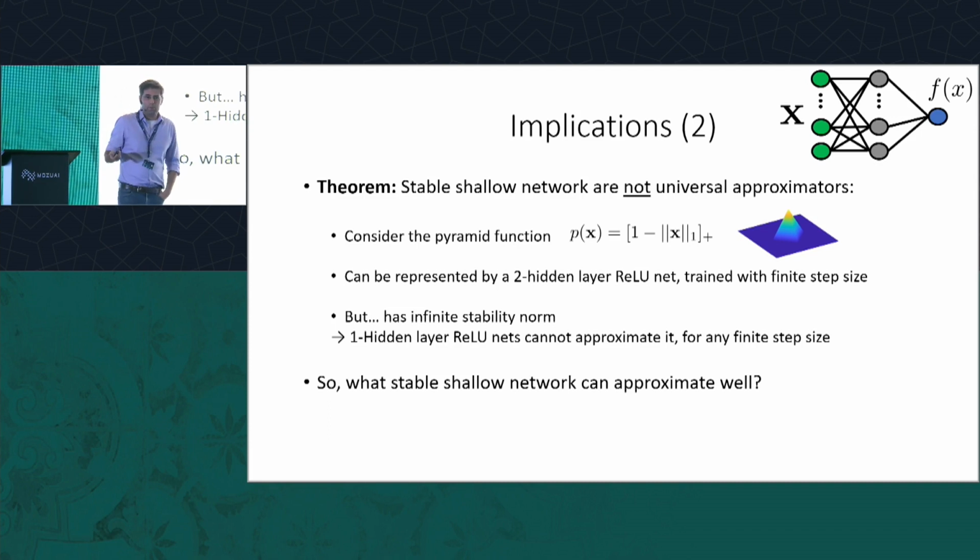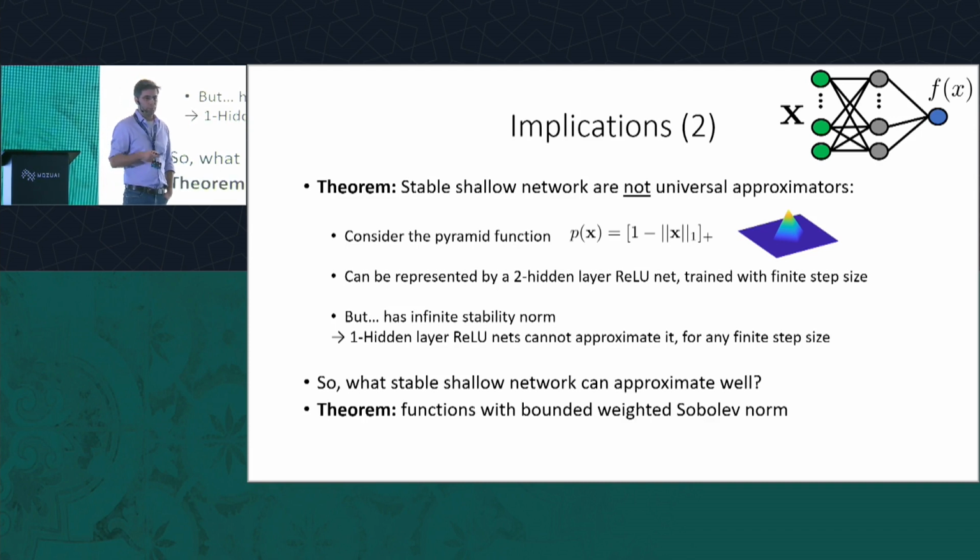So what can we approximate with this stable shallow neural network if we can't approximate this function? It turns out that we can approximate all functions with a certain bounded weighted Sobolev norm. That is the space of functions we can approximate.